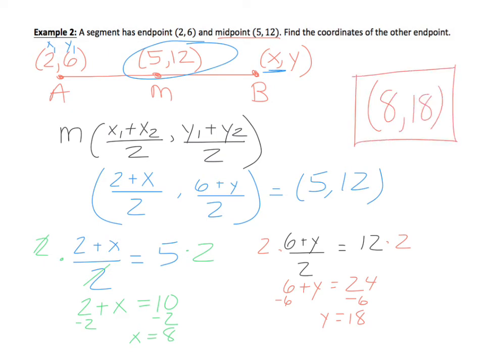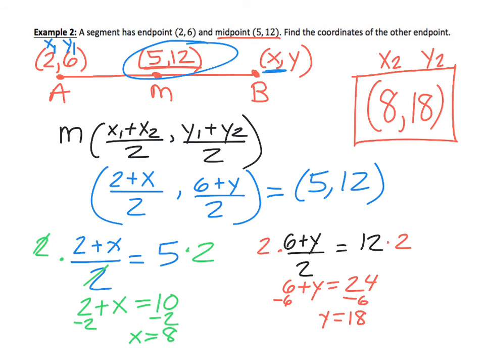You can always check your answer by subbing 8 and 18 in for X2, Y2 into the midpoint formula and verify that you end up back at the midpoint 5, 12. So that was kind of the algebra way to do it. There is another way though that you can do it that's a little bit more visual. So if you're more of a visual learner, you might like the second method better.